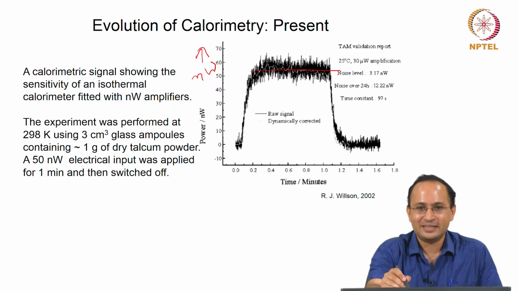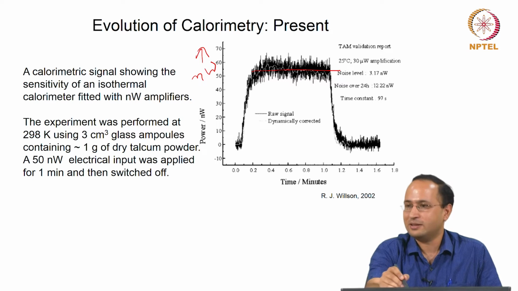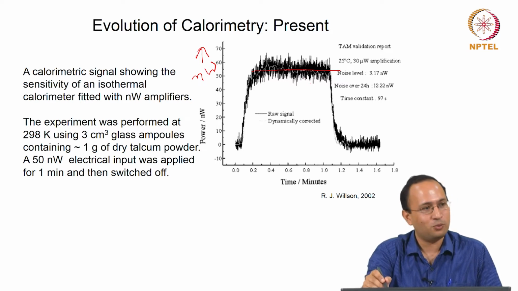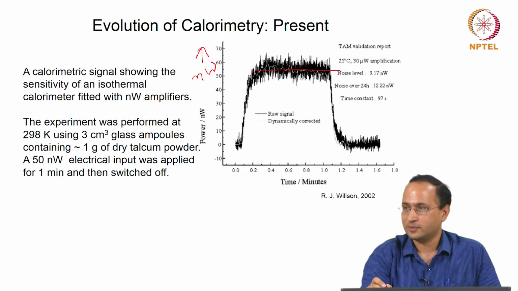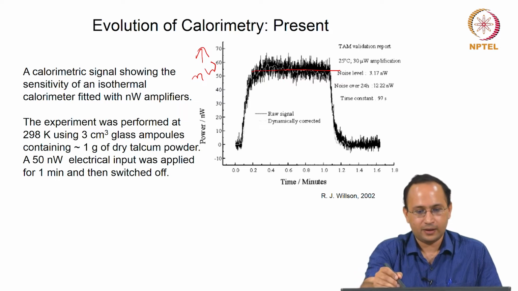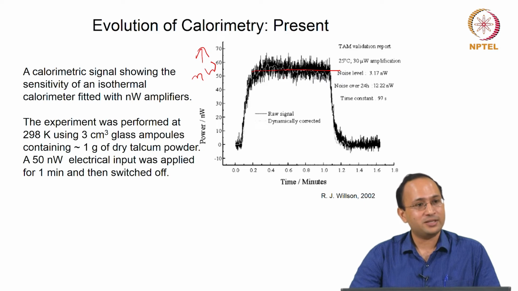So within a second you can see that you reach around 50 nanowatt, and it is maintained for 1 minute. The idea of showing you this is that we can measure signals in the order of nanowatts. That is the technology we have currently. And so we can measure very slow reactions which otherwise would not be possible to measure, because a signal in the microwatt order is also very small.